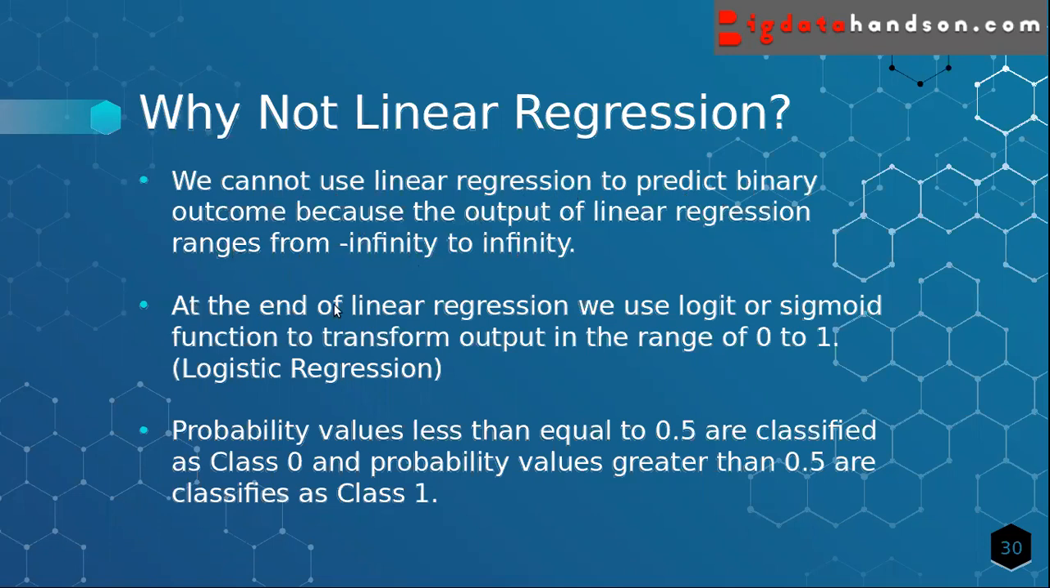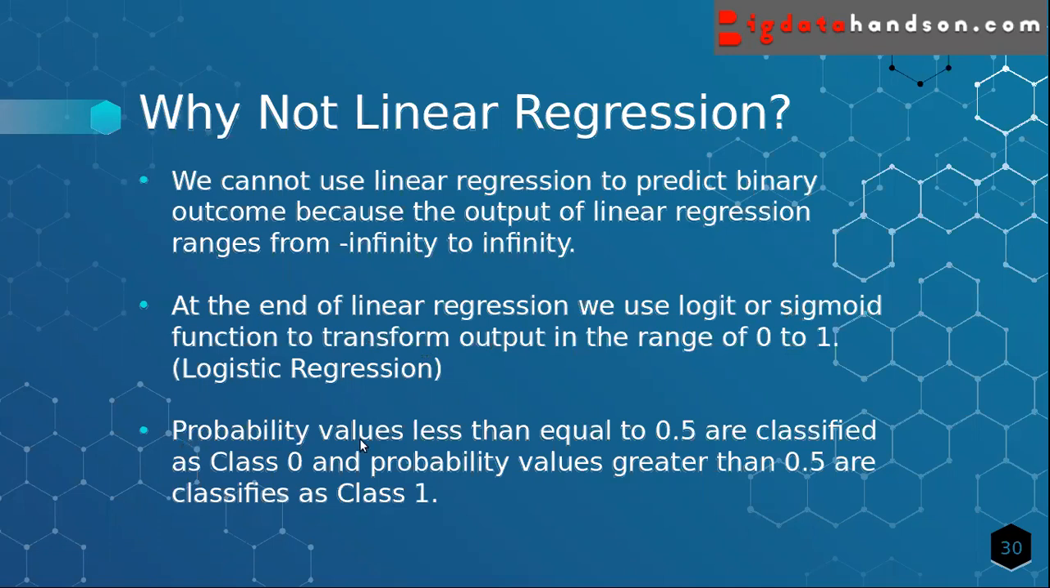At the end of the linear regression we use the logit or sigmoid function, which I have shown you. Initially we have a regression line, and to convert the regression line into a sigmoid line, which is a curved line, we use the logit or sigmoid function to transform the output into the range of 0 to 1. After this operation you will get a probability between 0 and 1.